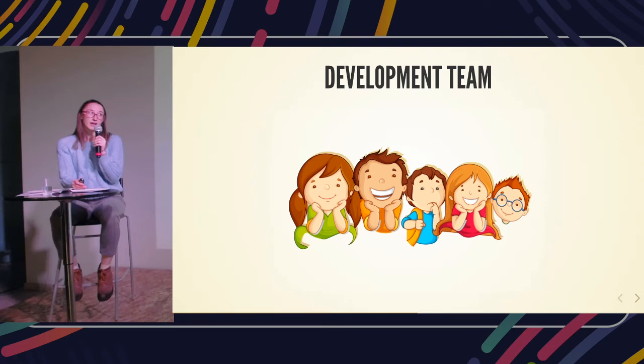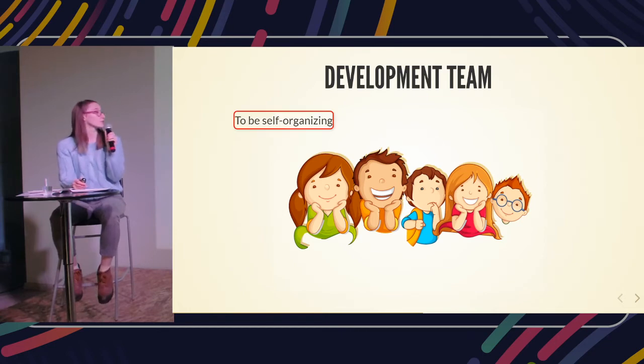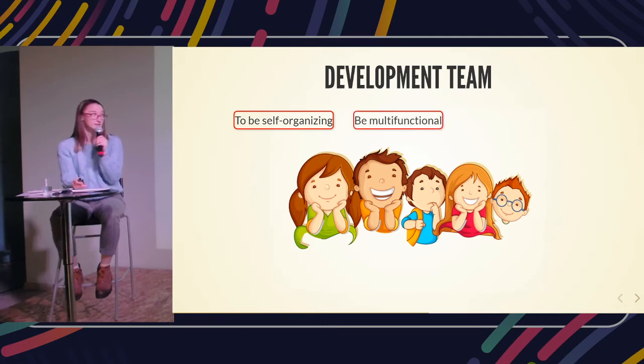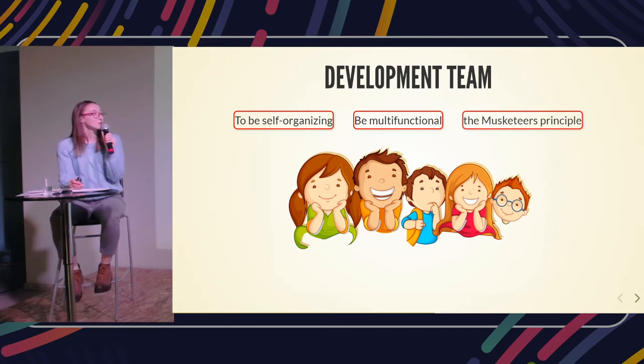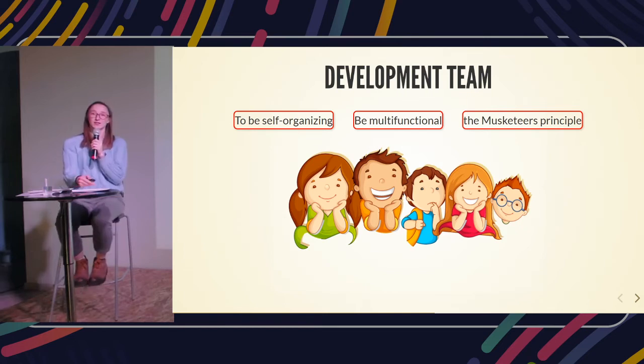And of course, we should create our Scrum team according to the Scrum guide, which tells us that this team should have the following qualities and characteristics. First, to be self-organizing. It means that no one, including a product owner or Scrum Master, can tell our team how to convert the product backlog into our working product. Next, be multifunctional. It means that our team should have the necessary skills to produce a working product. And it should follow the Musketeers principle. It means that the whole team is responsible for the work performed, not individual members. So we create our dream team and we can get down to work.